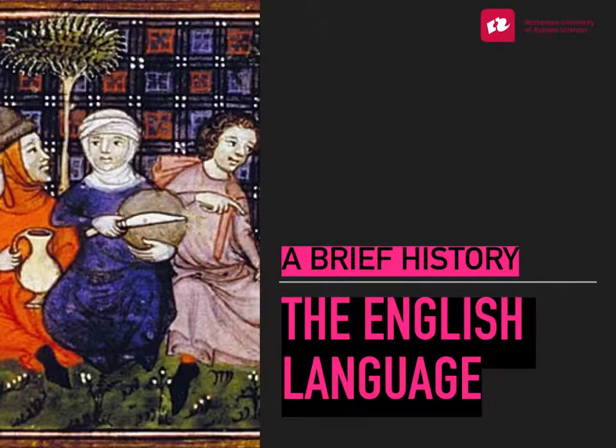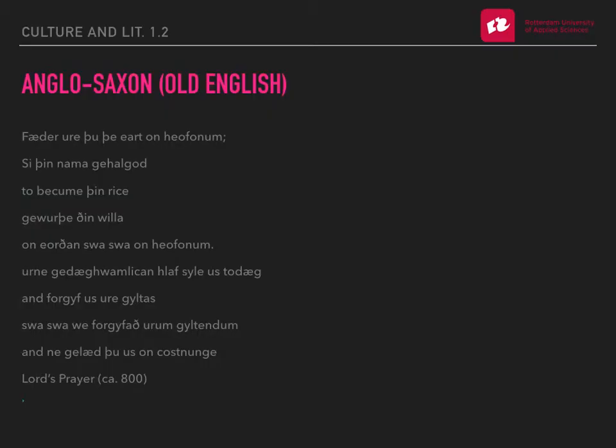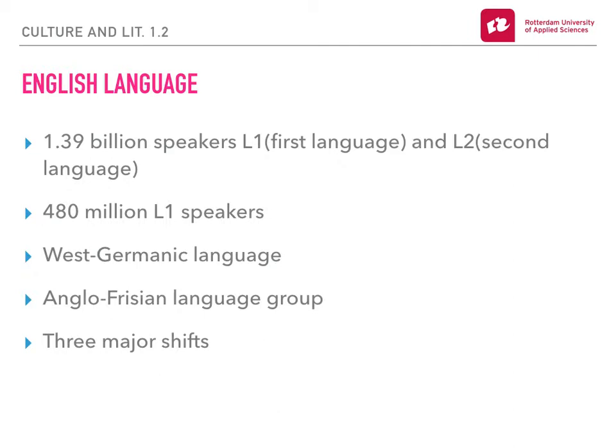Now, we're going to continue with a brief history of the English language. English is spoken by 1.39 billion first language and second language speakers. The term first language we will refer to in this course and in most linguistic courses as L1. And second language speakers, which a majority of the people in the Netherlands are, are L2. So an L2 language is any language that you've learned that wasn't spoken at home or that you didn't speak from a very young age. L1 speakers, there are only 480 million of them.